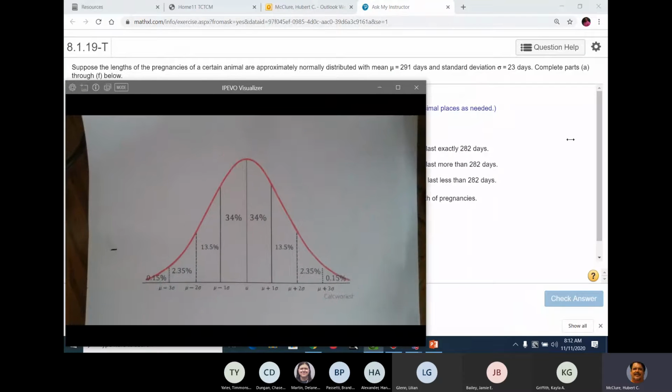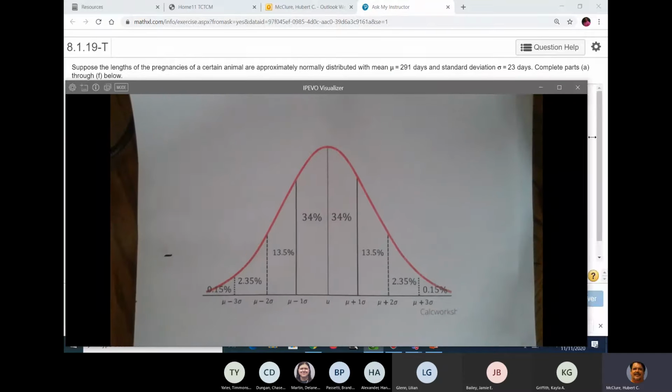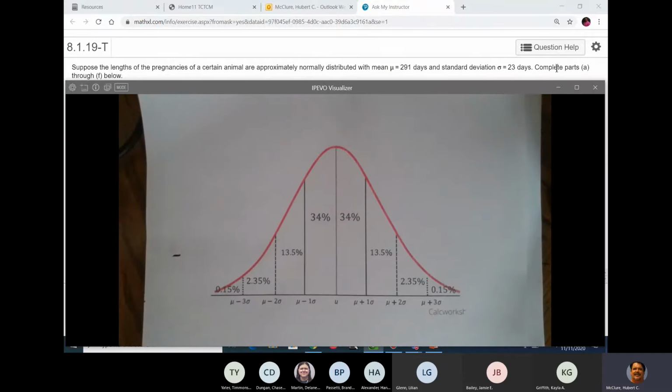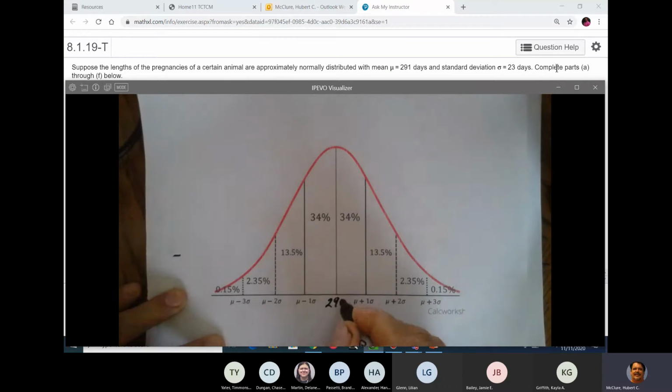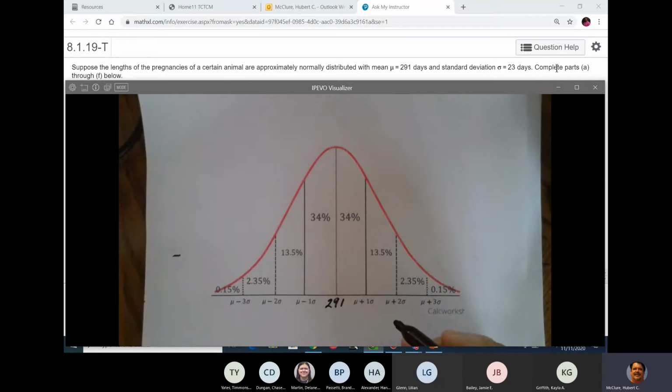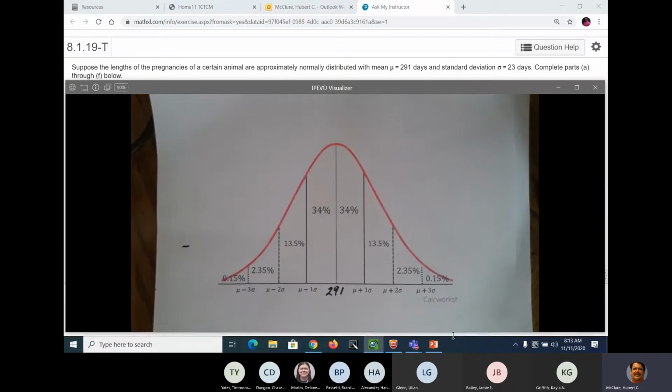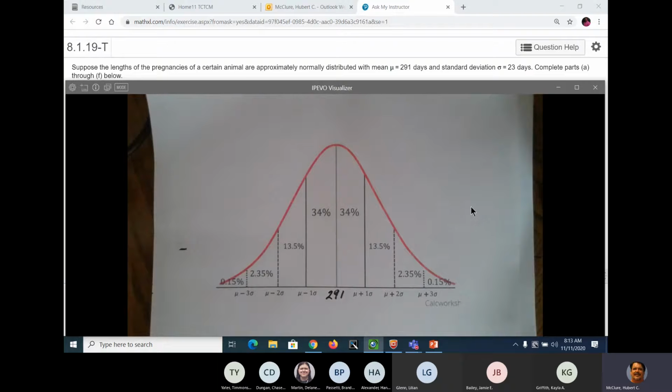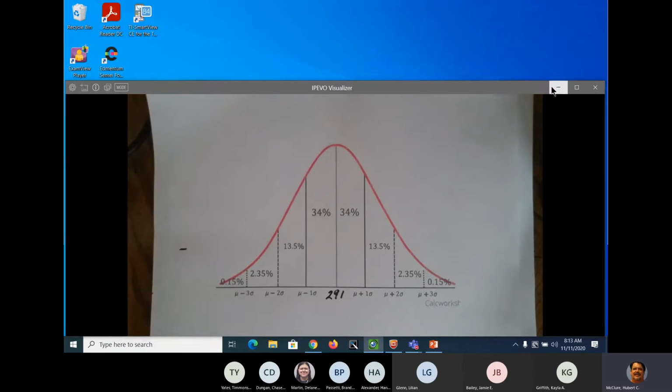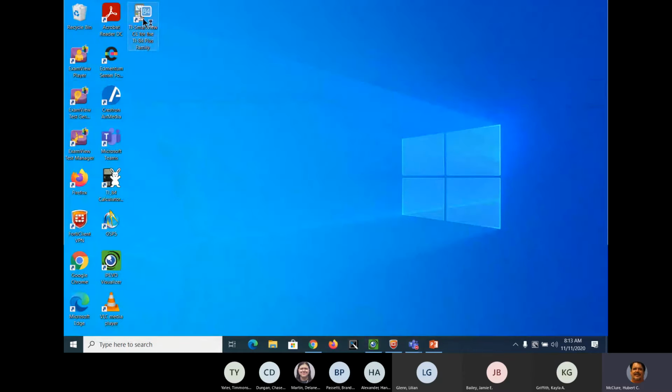And it says that we have a mean of 291 and a standard deviation of 23. Of course, they don't make it easy. And I'm not going to ask y'all to tell me what the standard deviation is because y'all won't talk to me. So I might as well just do it myself.